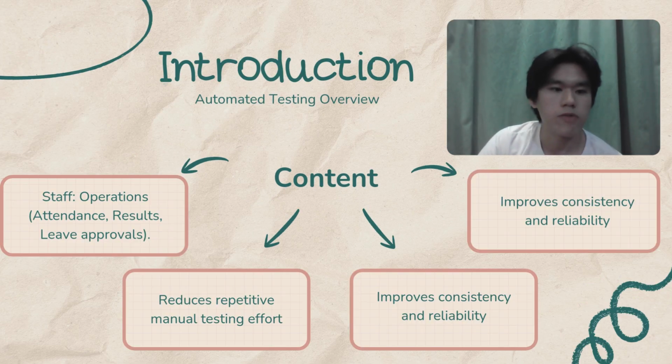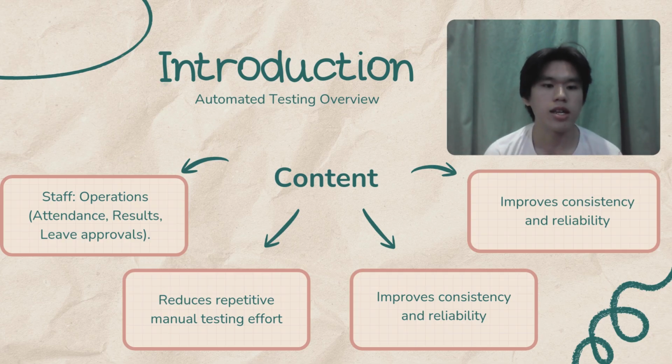So in this part of the project, we focus on automated testing. Automated testing is a software testing technique where test cases are executed automatically using testing tools instead of manual interaction. The main purpose of automated testing is to reduce repetitive manual work, improve testing accuracy, and ensure system reliability, especially for frequently used features. So let's move to slide 2.